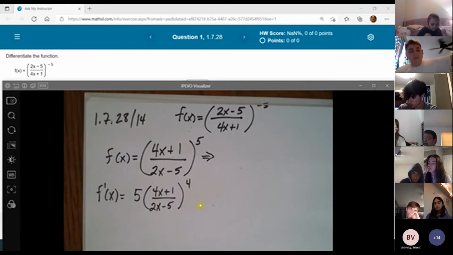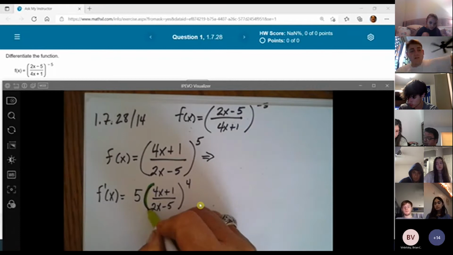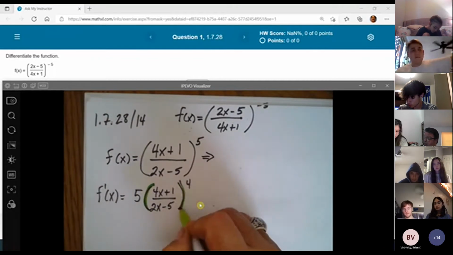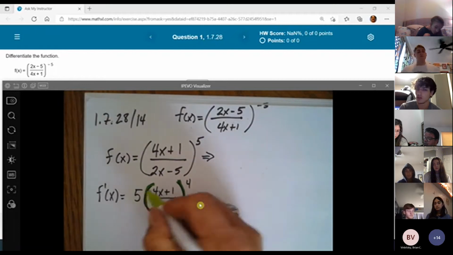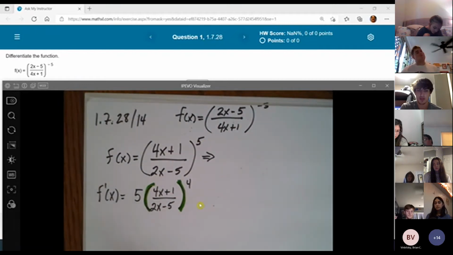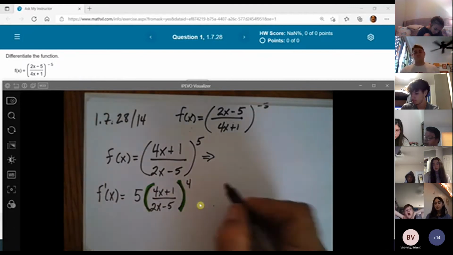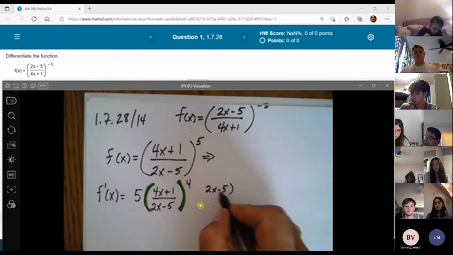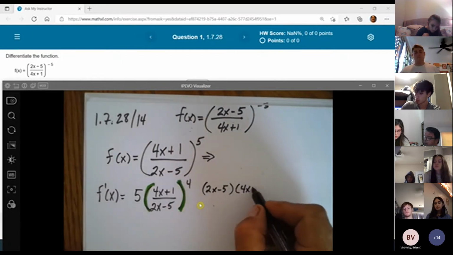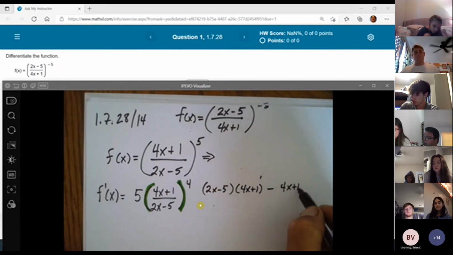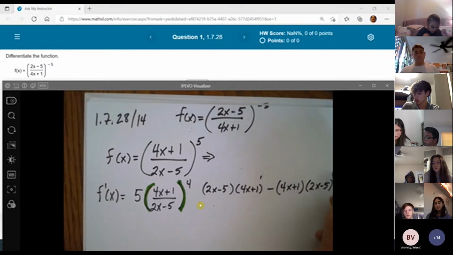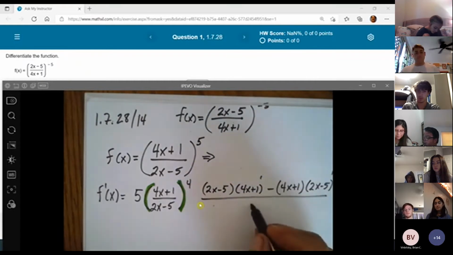And somebody tell me what is in the parentheses. What kind of rule is in the parentheses? Not the product rule, but the quotient rule. So that's going to be denominator times numerator prime, minus the numerator times the denominator prime, over the denominator squared.